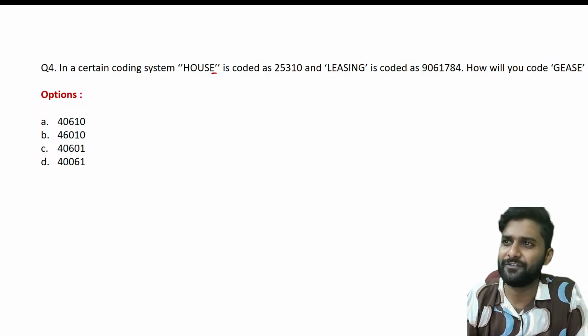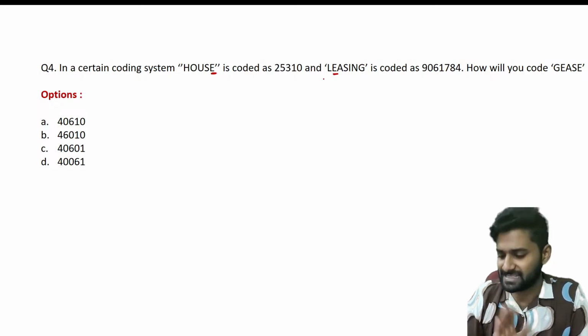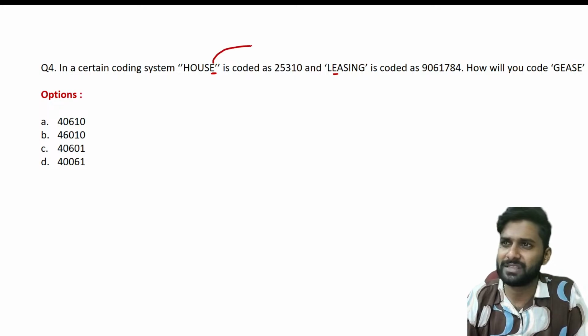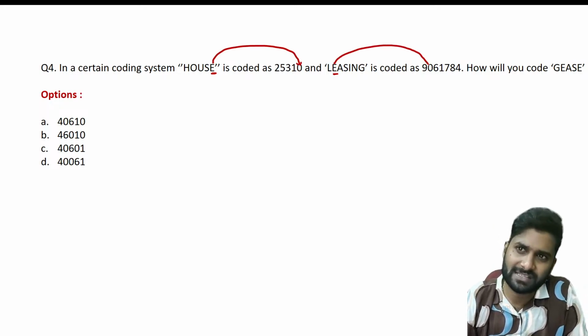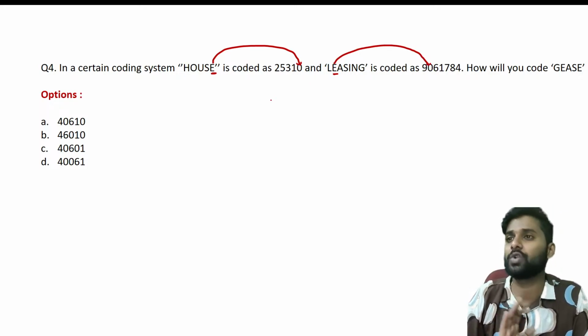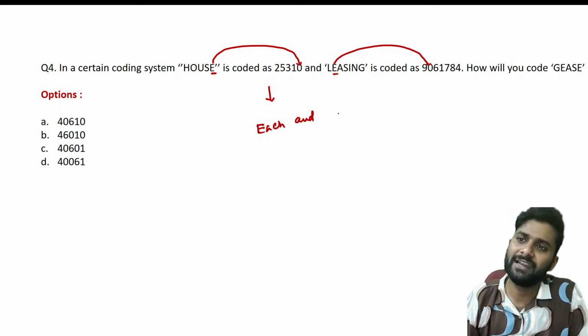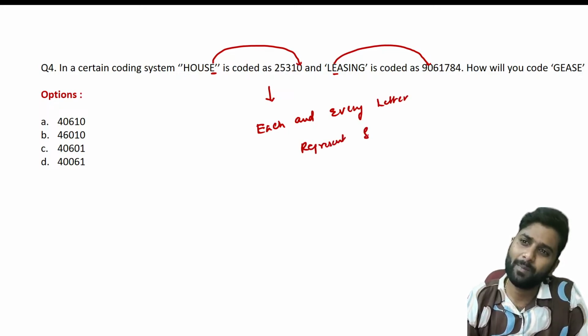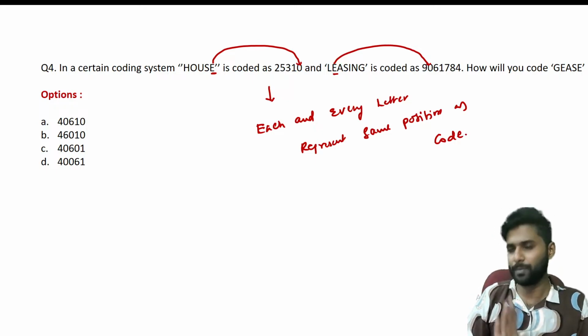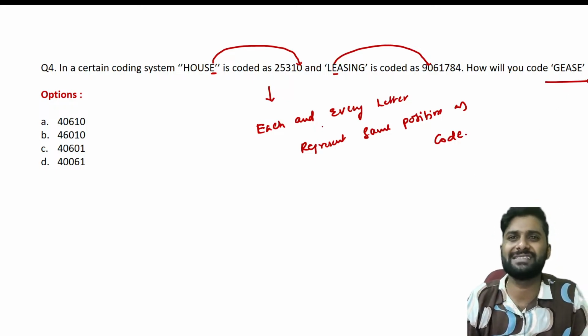Is anything common here? If E is common, guys, confirm in this way. Here, assuming that E can be coded as 0, check if the same position has 0 or not. Yes, definitely it is a 0. Then you can conclude that each and every letter represents the same position as code. So you have to confirm in this way. Hope it's clear.